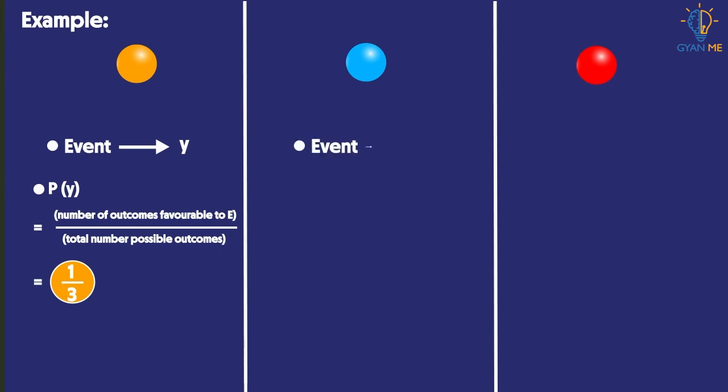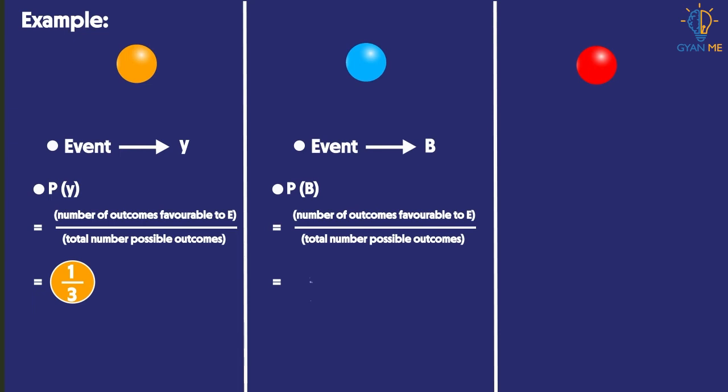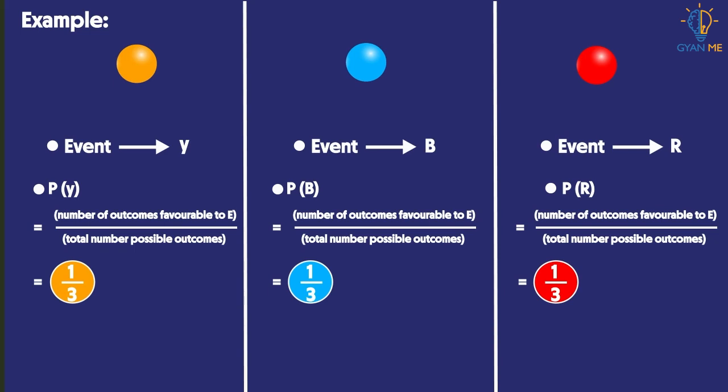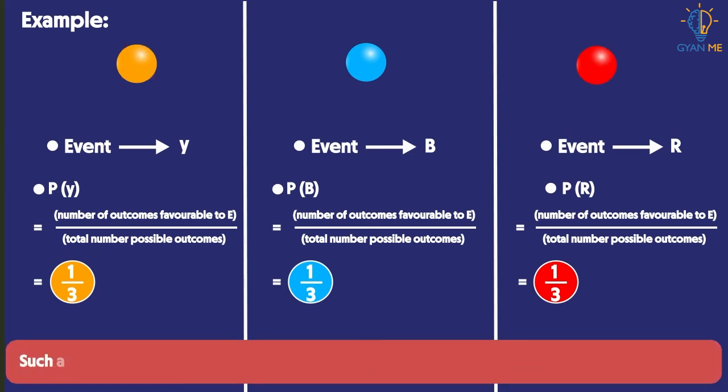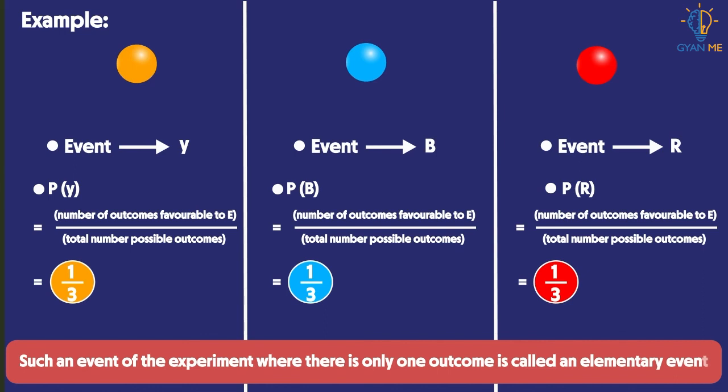Similarly, let us say B is the event: the ball taken out is blue. And so the probability of this event will be again 1 by 3. And similarly, the probability of the event that the ball taken out is red, say R, is also 1 by 3. Now students, if you observe here, one event, that is taking out a ball being yellow or being blue or being red, has only one outcome, that is, a yellow ball can be yellow and nothing else. A blue ball can be blue and nothing else. In such cases, when there is only one outcome of the experiment, it is called an elementary event. So here in our example, all three events, that is events Y, B and R, are elementary events.